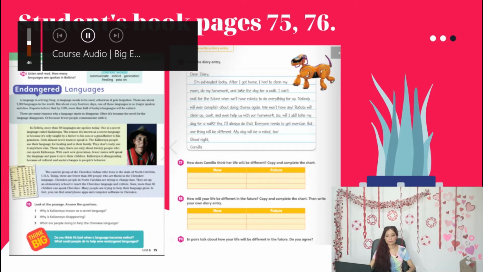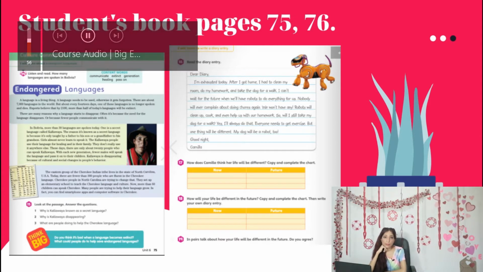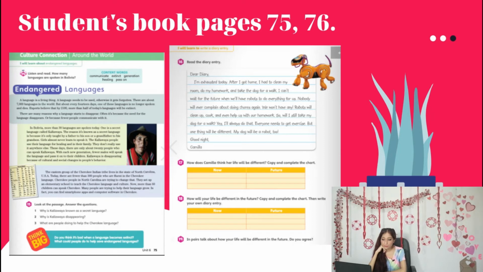Student's book, page 75. Activity 14. Listen and read. How many languages are spoken in Bolivia? Pay attention. Endangered languages.